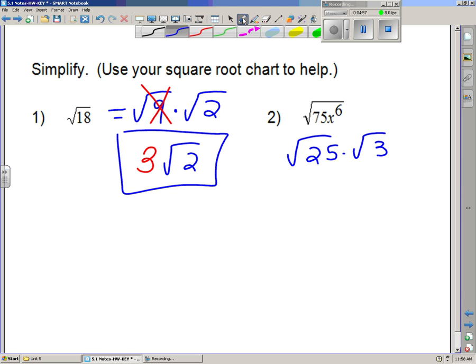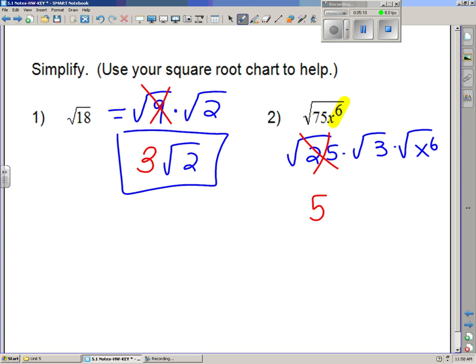When you look at the variable, it has an even exponent. So that's great because that means that is a perfect square all of itself. So x to the 6th. Square root of 25 is just 5. The square root of 3 can't be touched.